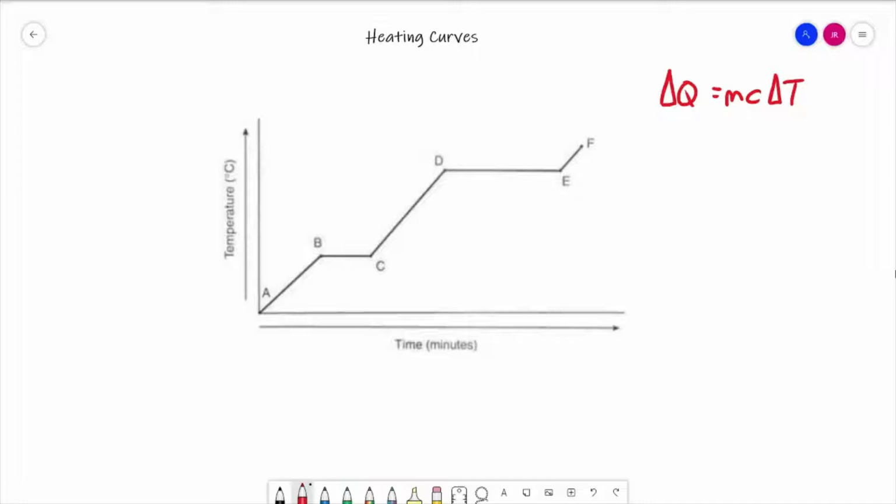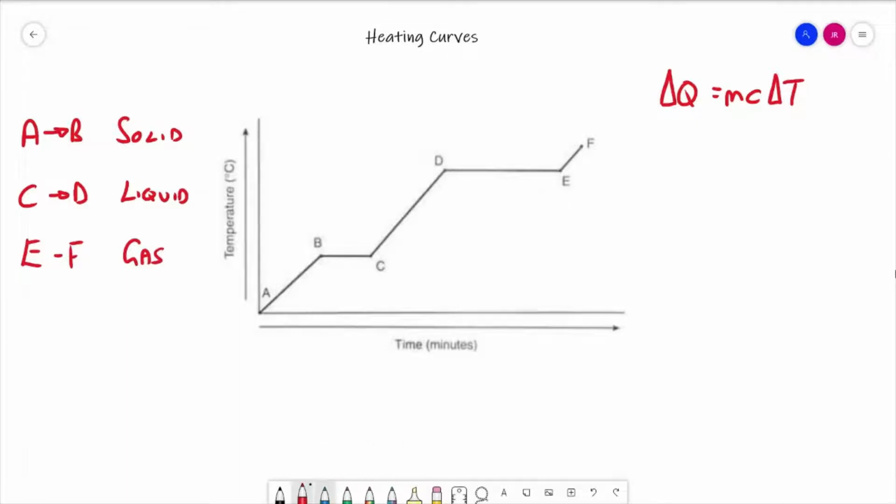So if we have a look at this graph in a little bit more detail, hopefully what we can see is that in that portion A to B on the graph, obviously we've got a solid at that point, and we're heating the solid up. From C to D we've got a liquid, and from E to F we have a gas.